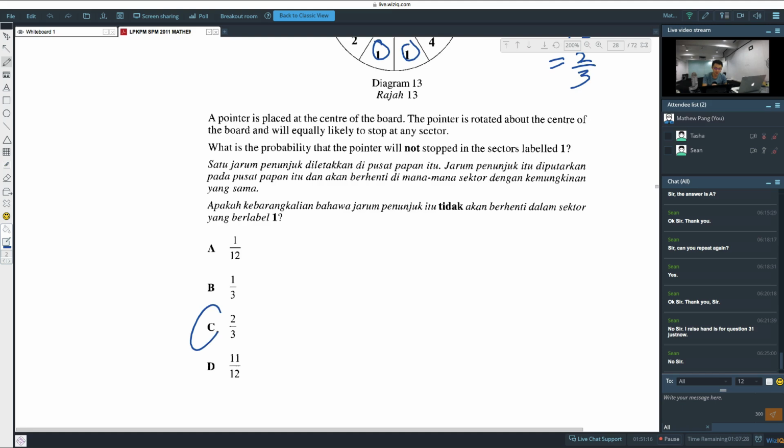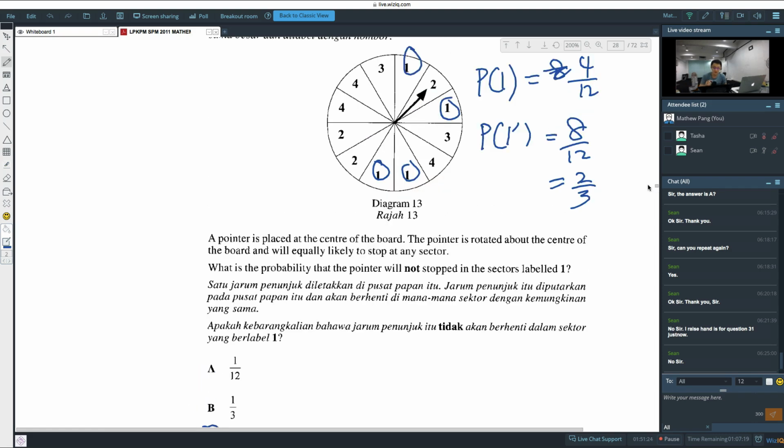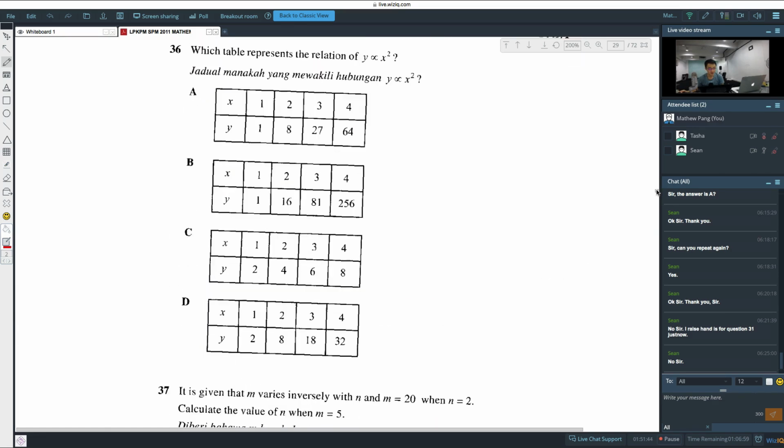Yes. Or you can calculate directly the not 1. If you calculate from the diagram, you will have 8 sectors, because if I count the not 1s, you will see 1, 2, 3, 4, 5, 6, 7, 8. So 8 over the total 12 sectors. You simplify, it's still 2 over 3. Okay? You can use either way to solve this kind of question.